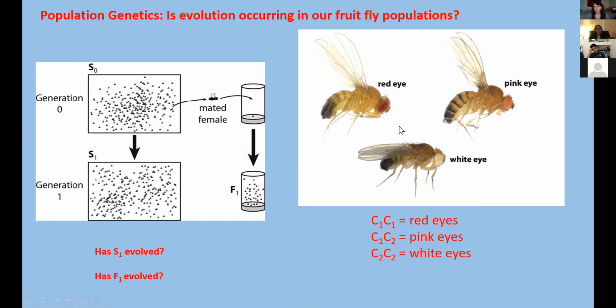In these populations, the trait that we're looking at is eye color. That happens to be a co-dominant trait, which means that if you're homozygous for this one allele C1, then you have red eyes. If you're homozygous for this C2 allele, then you have white eyes. And if you have one of each, then you have pink eyes, so between the two. So we have two alleles: C1 for the red eyes and C2 for the white eyes. And then we have red, white, and pink eyes, depending on if you're homozygous or heterozygous.